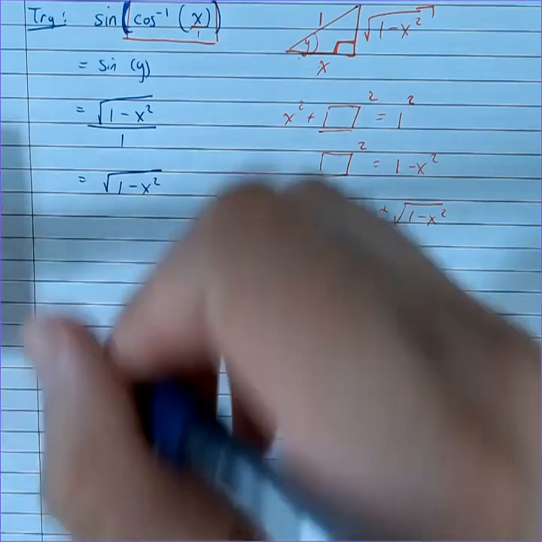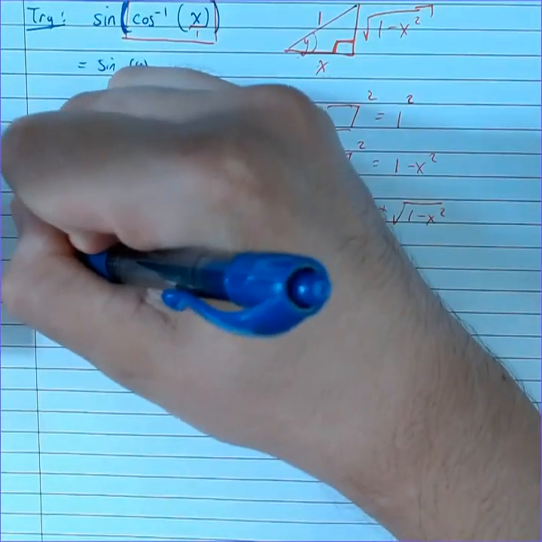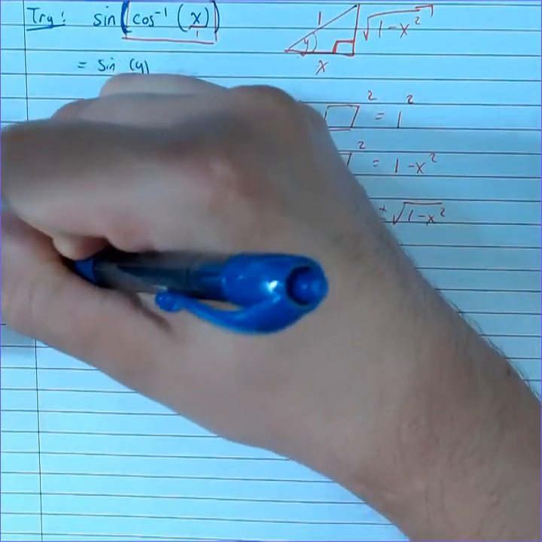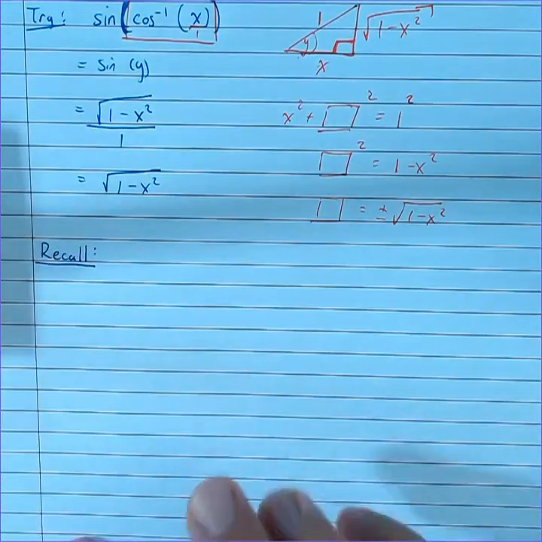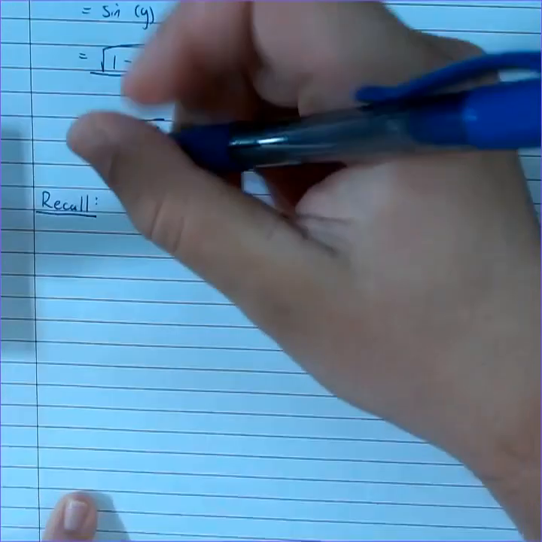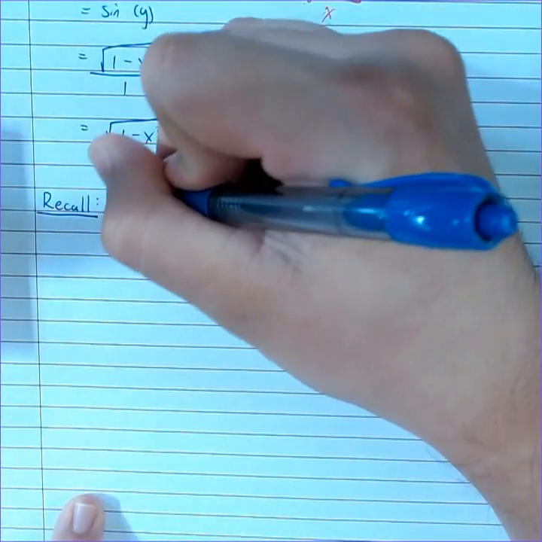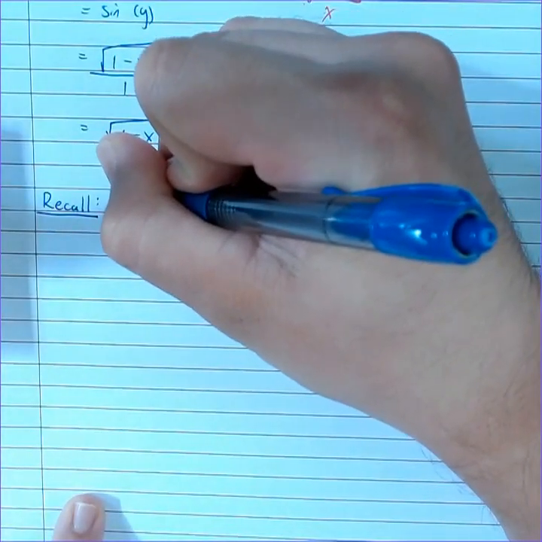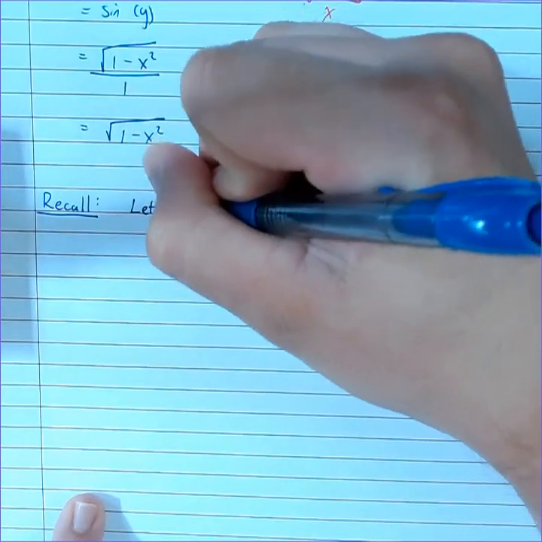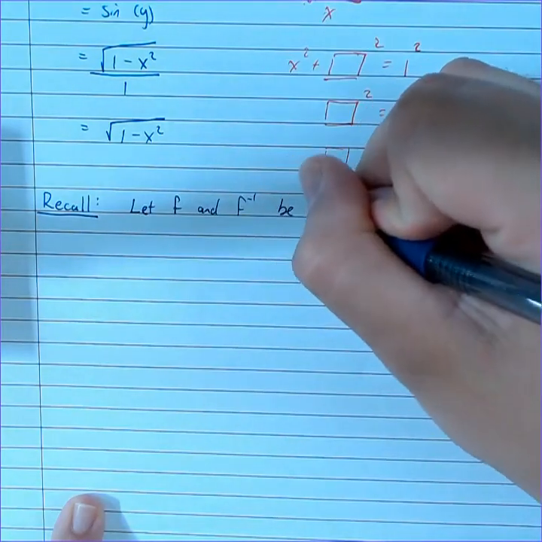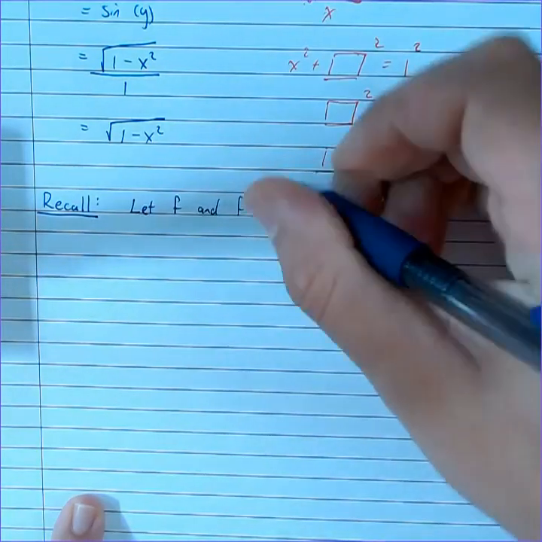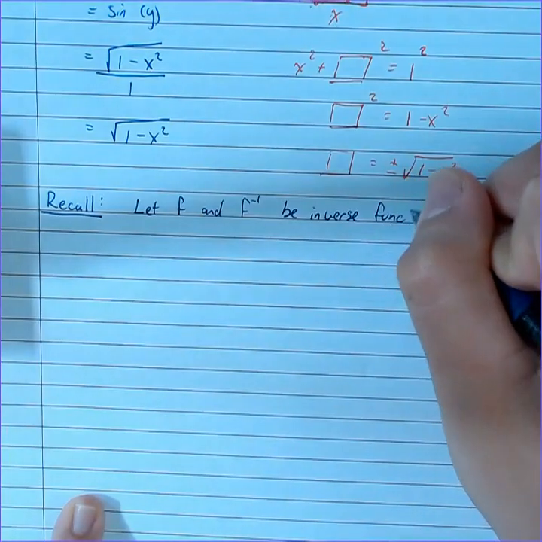So now for the next thing we're going to do, we're going to need to recall a result that we see in Cal 1, and that has to do with finding the derivative of an inverse function. And that is, let f and f inverse be inverse functions. One is the inverse of the other.